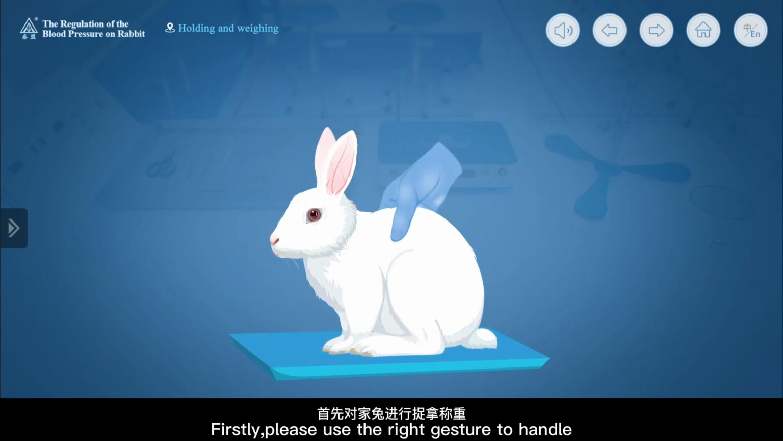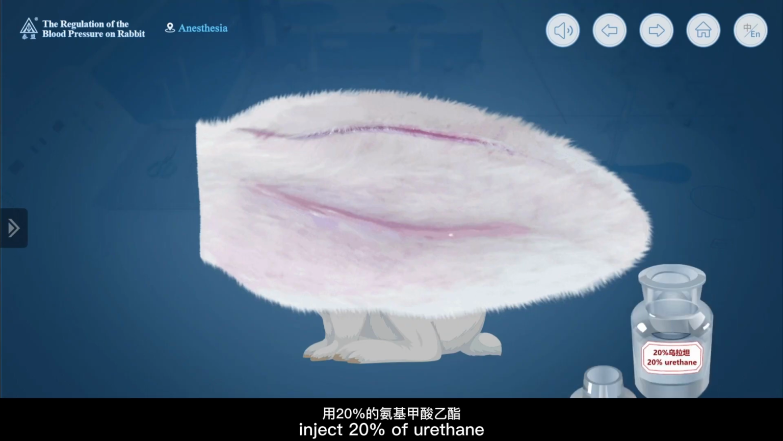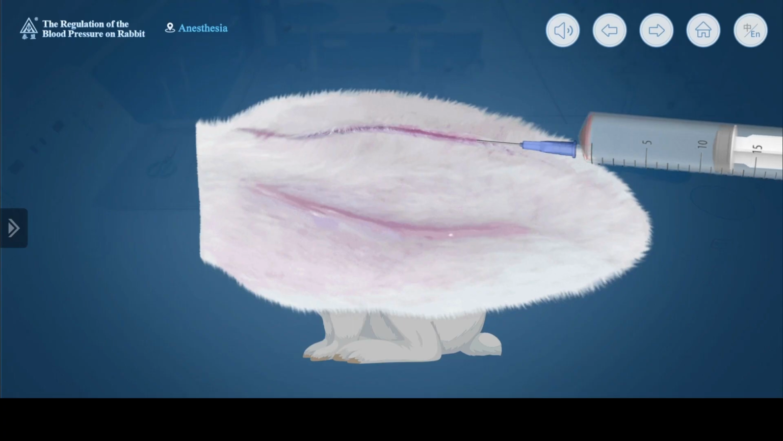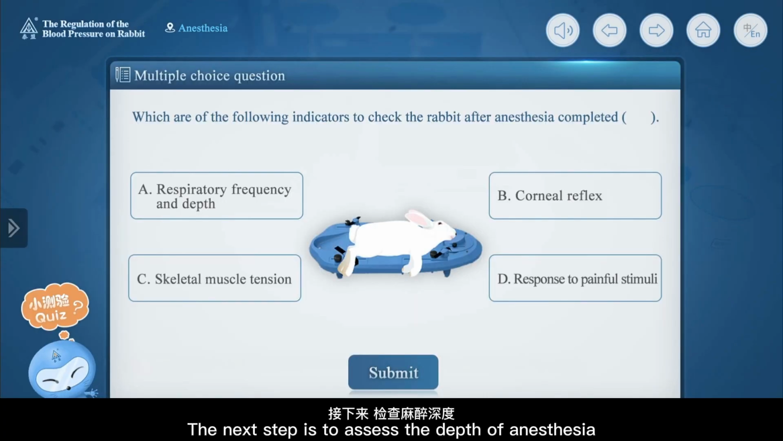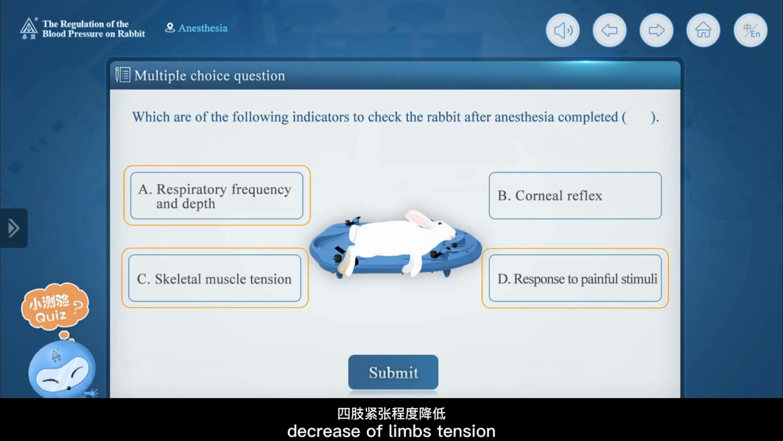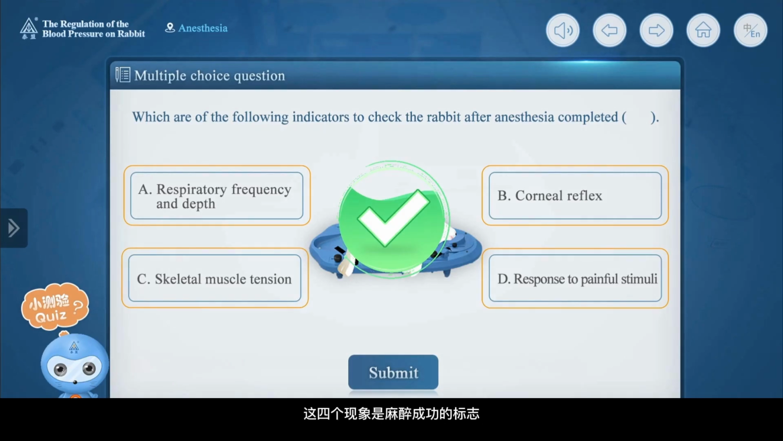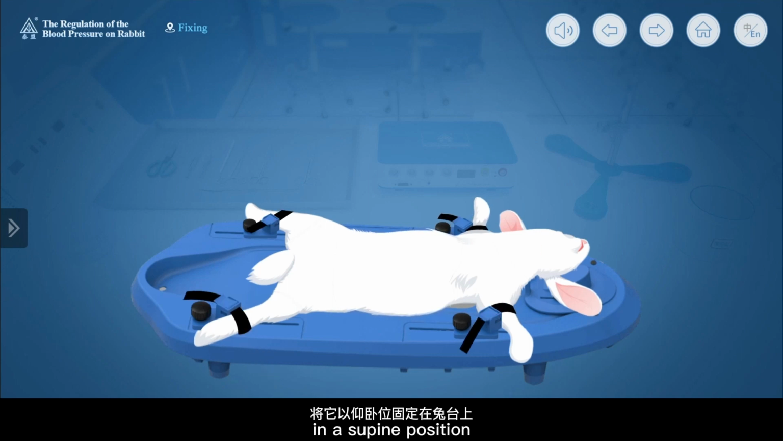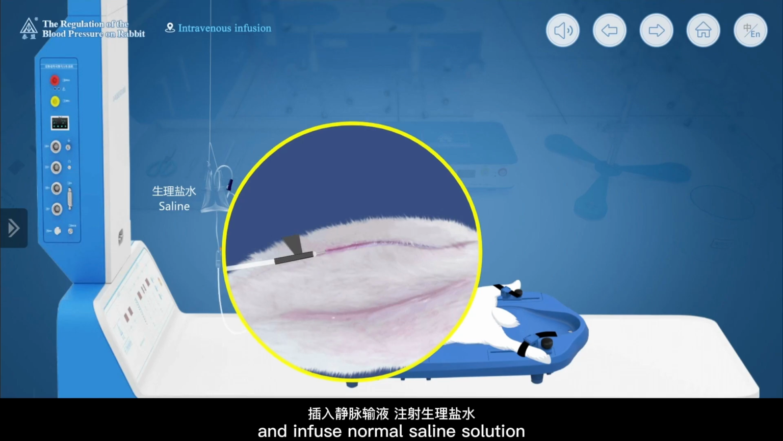Firstly, please use the right gesture to handle and weigh the rabbit. According to its weight, inject 20% urethane solution at a dose of 5 ml/kg into its marginal vein. The next step is to assess the depth of anesthesia. Disappearance of pain, decrease of limb tension, steady breath, and disappearance of corneal reflex are considered the 4 signs of an effective anesthesia. After confirming the rabbit is deeply anesthetized, immobilize it on the operating table in a supine position. Then disinfect the injection area and infuse normal saline solution.